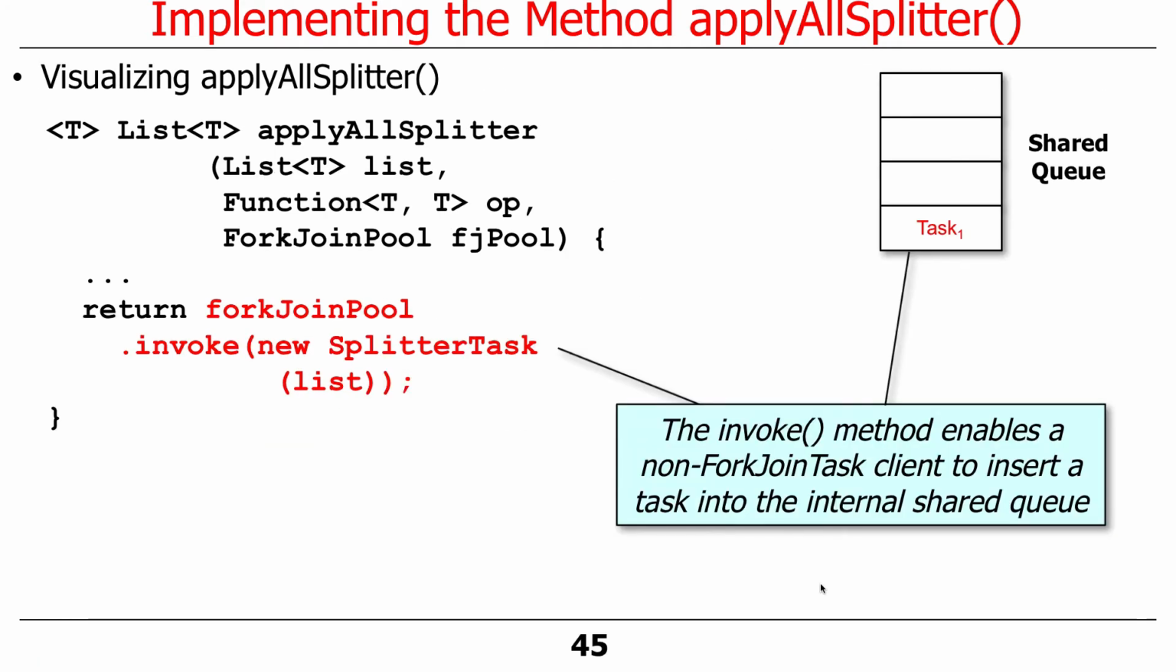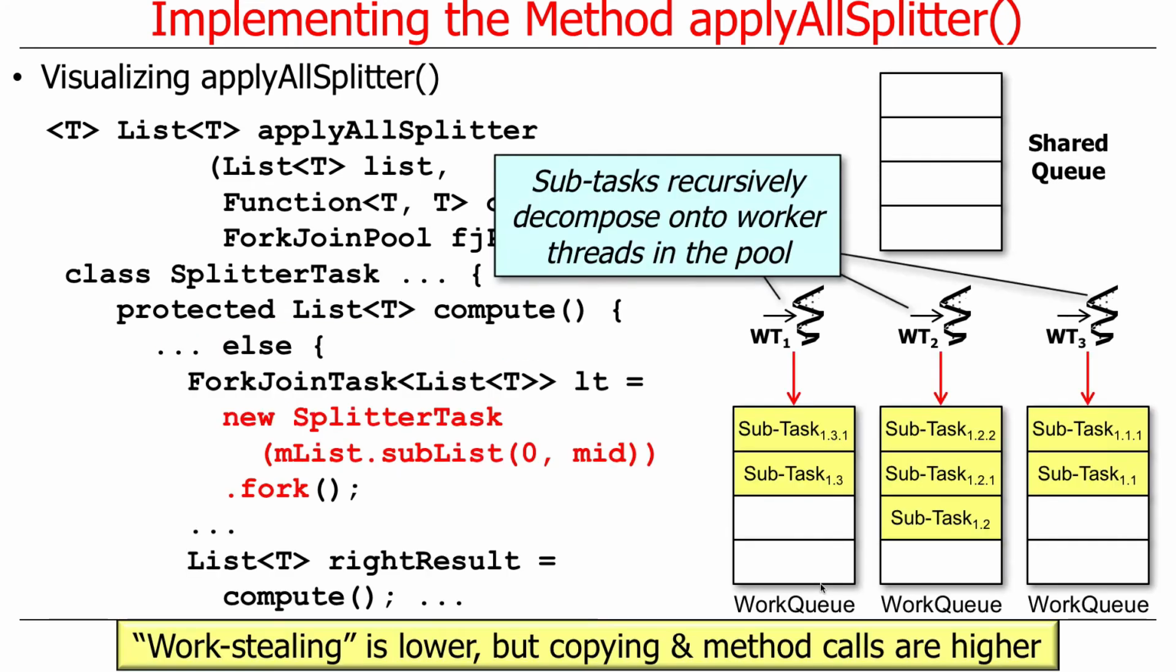So here we go ahead and do a new splitter task. We put our task in the shared queue. And then at that point, these guys are going to be forking and computing. Because of the way it's doing the break things up in half approach, we end up with a more balanced set of elements across the various threads in the worker thread pool. So there's not nearly as much stealing going on. There's a little stealing, but not nearly as much.